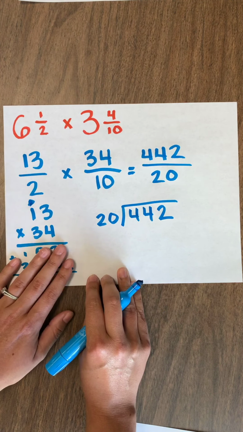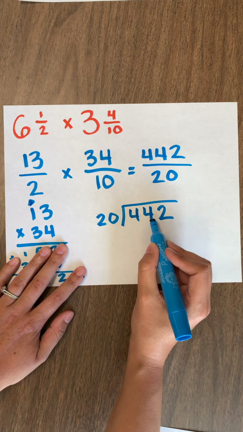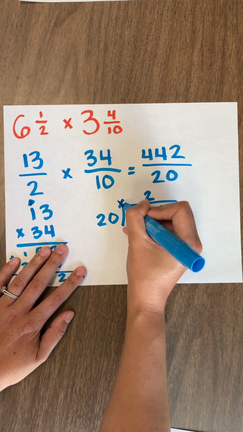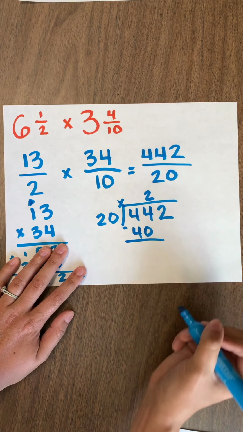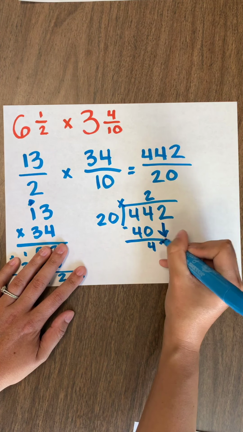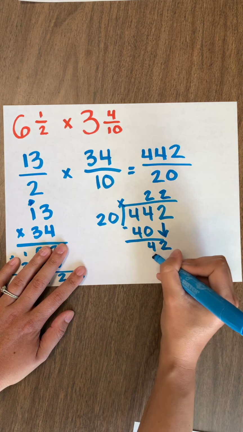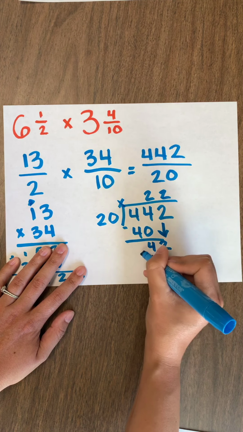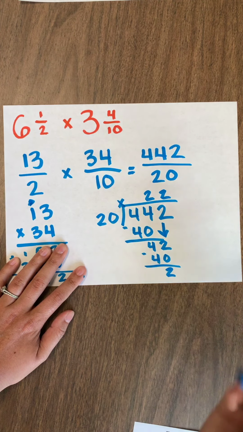So here we go. How many 20s go into 4? Well, it can't. How many 20s go into 44? 2 without going over. 2 times 20 is 40. And 44 minus 40 is 4. Next, we bring it on down. And then we repeat. How many times does 20 go into 42? Well, it can go in 2 times. 2 times 20 is 40. And 42 minus 40 is 2. Nothing left to bring down, so we end up with a remainder.